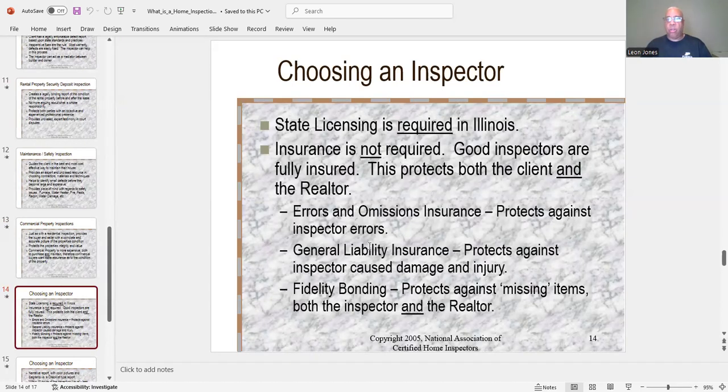And I'm just going to say this. Good inspectors are fully insured. Why? Because it protects both the client and the realtor. Now, just like in design at an engineering firm, you need to get what we call E&O insurance, which is errors and omissions insurance. It protects against inspection errors. Then you have general liability insurance. It protects against inspector caused damage and injury. And you also have fidelity bonding. It protects against missing items, both the inspector and the realtor.